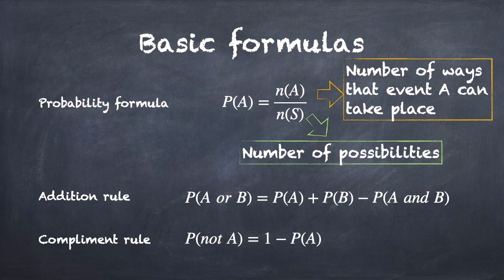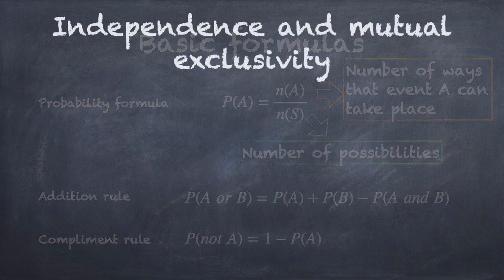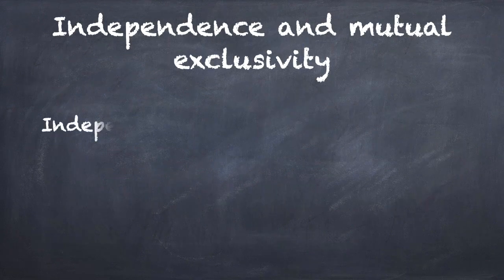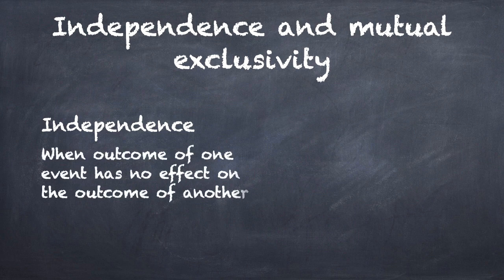When we look at those two terminologies that I spoke about earlier, the first one was independence. Independence is when the outcome of one event has no effect on the outcome of another. In other words, whatever happens in the first event would not have an effect on the second event.